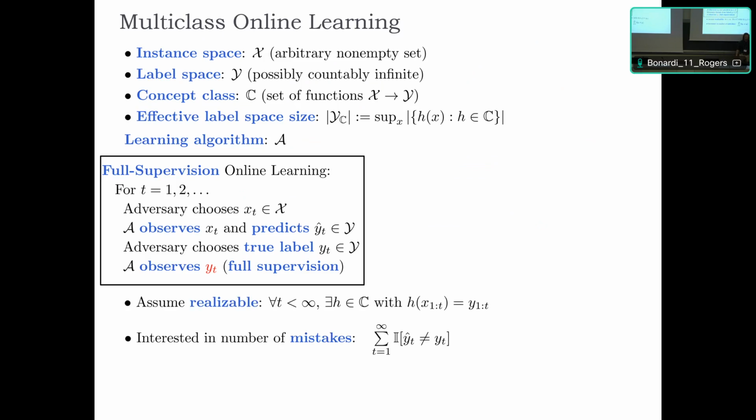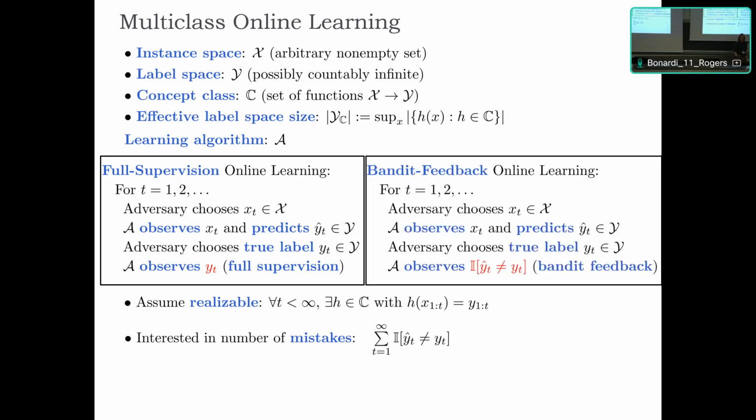In most of this talk, we'll assume the realizability assumption, which just means that for this sequence of xt, yt pairs that the adversary is generating, for every finite prefix, there's a concept in the class that's correct. And then, of course, we're interested in how many mistakes the learning algorithm makes as it goes through this sequence.